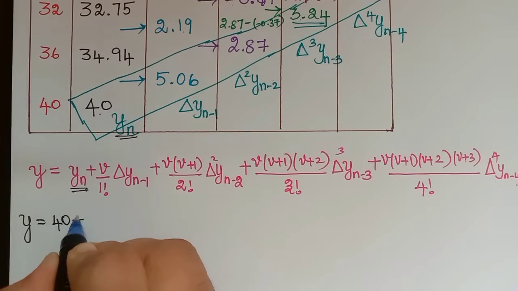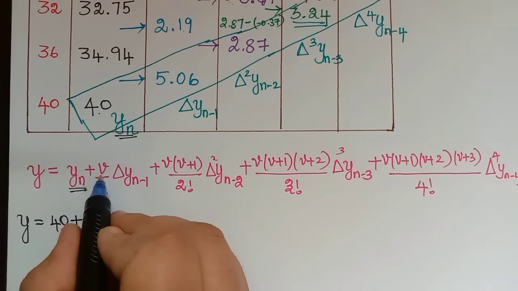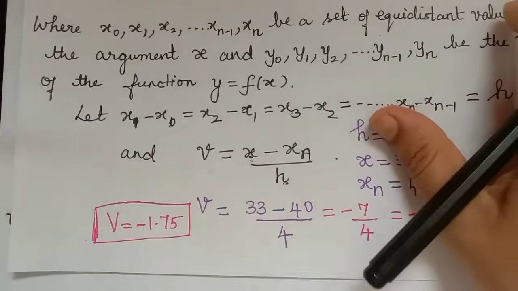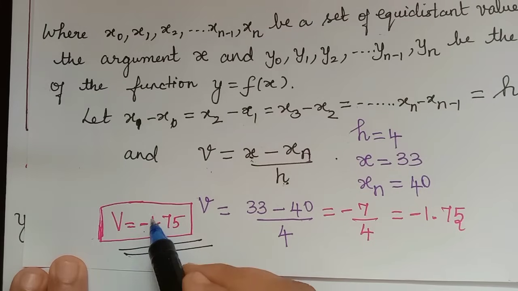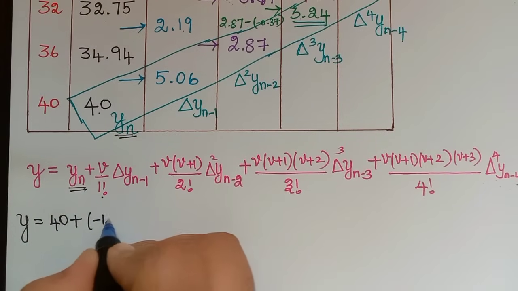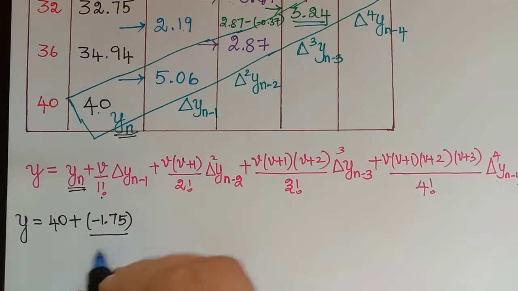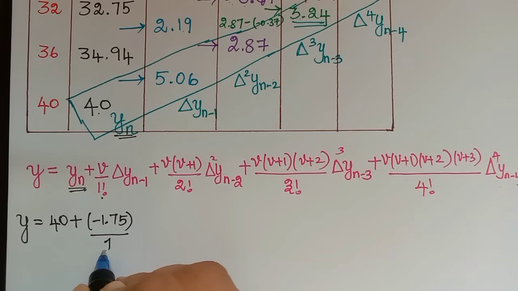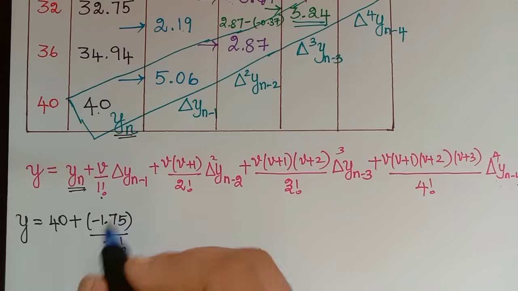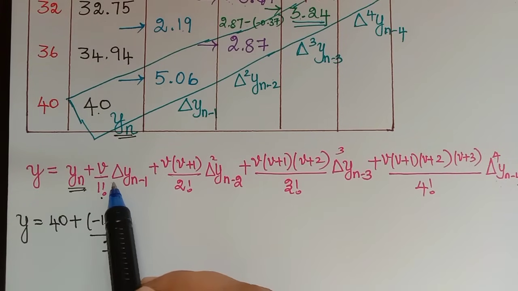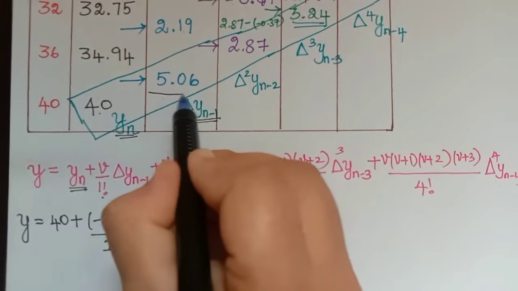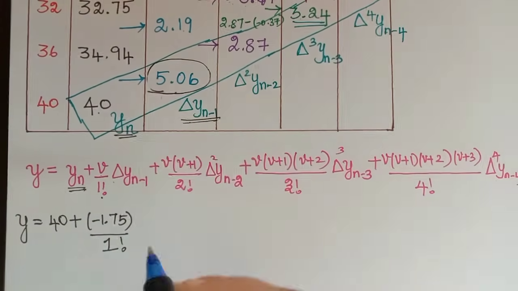So 40 plus v divided by 1 factorial. What is the value of v? V we have evaluated just now, which is negative 1.75. So that we have to substitute here. So minus 1.75 divided by 1 factorial. 1 factorial is equal to 1 only. So 1 multiplied with delta y, I will write 1 factorial as of now. At last we will simplify it. So delta y n minus 1. The value of delta y n minus 1 is 5.06. So that we have to substitute.